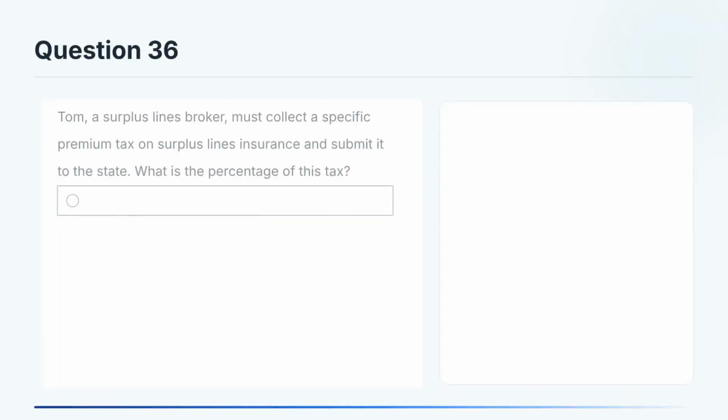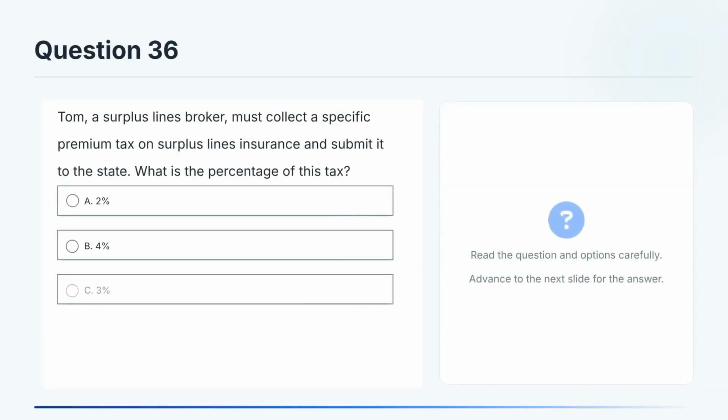Question 36. Pay attention to the specific numbers on this one. Tom, a surplus lines broker, must collect a specific premium tax on surplus lines insurance and submit it to the state. What is the percentage of this tax? A. 2%. B. 4%. C. 3%. D. 5%.